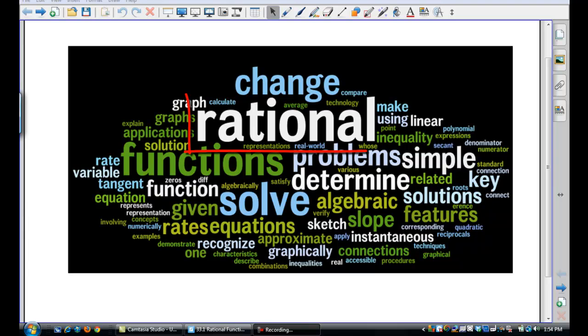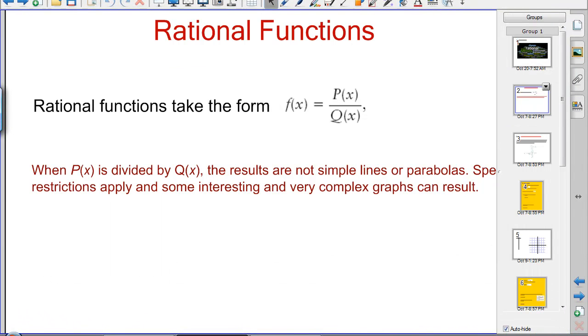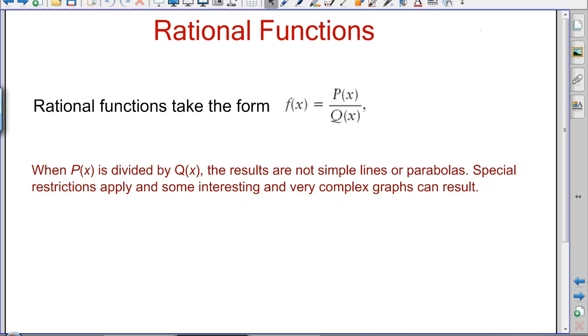Today's lesson is on rational functions. We're going to start by looking at rational functions the same way we looked at all of the functions we've covered so far in this course. First thing we want to do is really define what a rational function is.